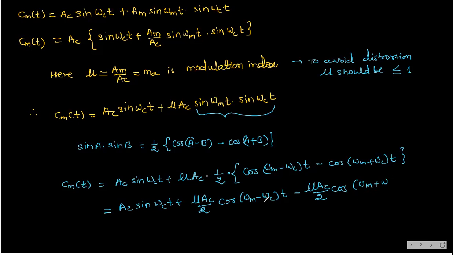But here always omega c is greater, no? So what I am doing, I will keep here omega c, omega c minus omega m. Why? Because carrier frequency is high, no? So I will keep omega c and omega m here. Okay.